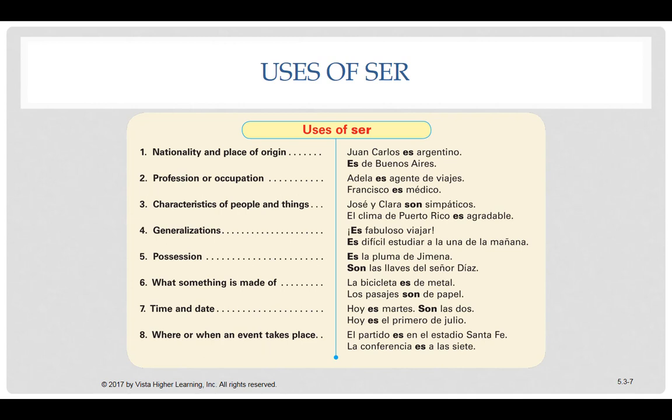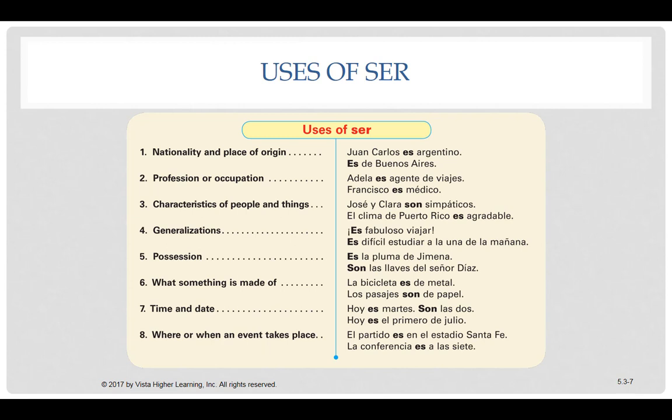Since both ser and estar mean to be, we need to identify how to use each verb correctly in Spanish. Look at your screen and listen as we review the uses of ser and several examples of each. Nationality and place of origin. Juan Carlos es argentino. Es de Buenos Aires. Juan Carlos is Argentine. He is from Buenos Aires.